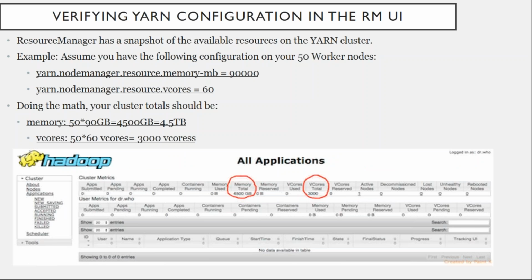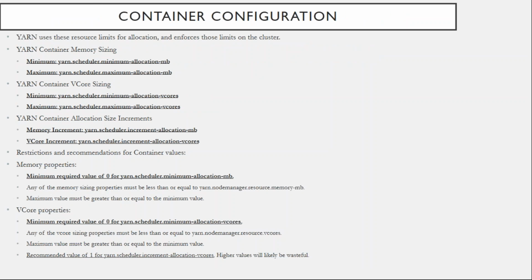Now you must be in a position to answer any questions if anybody asks you on YARN. Okay, now YARN uses 3 resource limits for allocating and enforcing those limits in the cluster. Now this is very simple, guys. Everything has got minimum and maximum. This minimum and maximum will be on virtual CPUs or vCores and also memory.